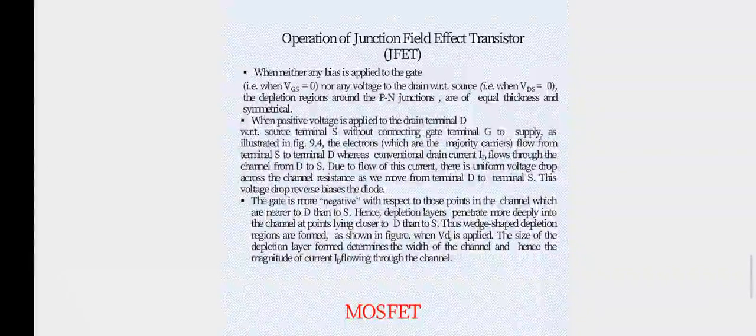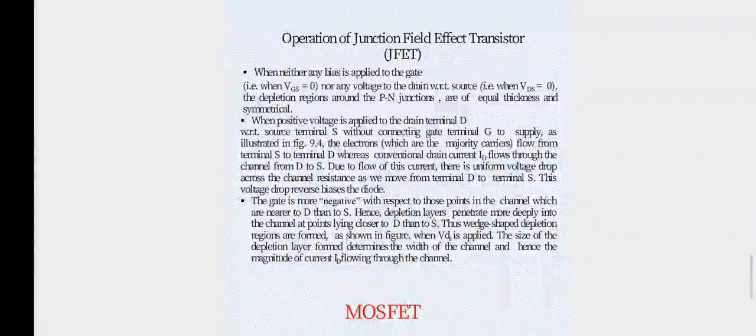And then when positive voltage is applied to the drain terminal D with respect to source terminal S without connecting the gate terminal G to the supply, as illustrated in figure, the electrons, which are the majority carriers, flow from terminal S to terminal D, whereas the conventional drain current ID flows through the channel from drain to source. Due to flow of this current, there is a uniform voltage drop across the channel resistance as we move from terminal D to terminal S.